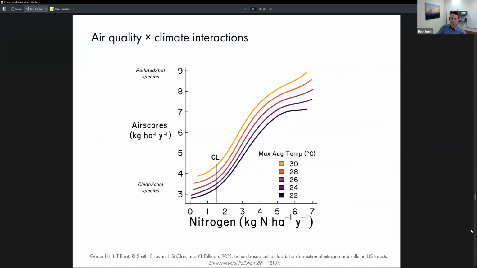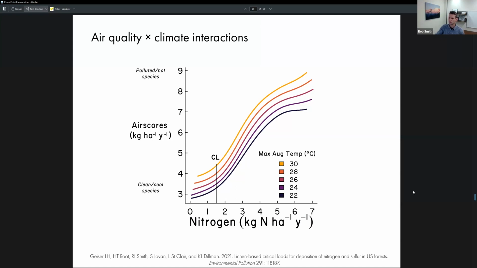So we can explicitly model this interaction with nonlinear regression, modeling the response of the air score, which when relatively low is a desirable set of species that is high ecosystem function, a lot of those nitrogen fixers, and then transition away from those to the more weedy pollution tolerant species or heat tolerant species, as represented by that high air score. And when we incorporate climate measures such as maximum August temperature, in conjunction with the nitrogen deposition gradient, that's when we can see that interaction.